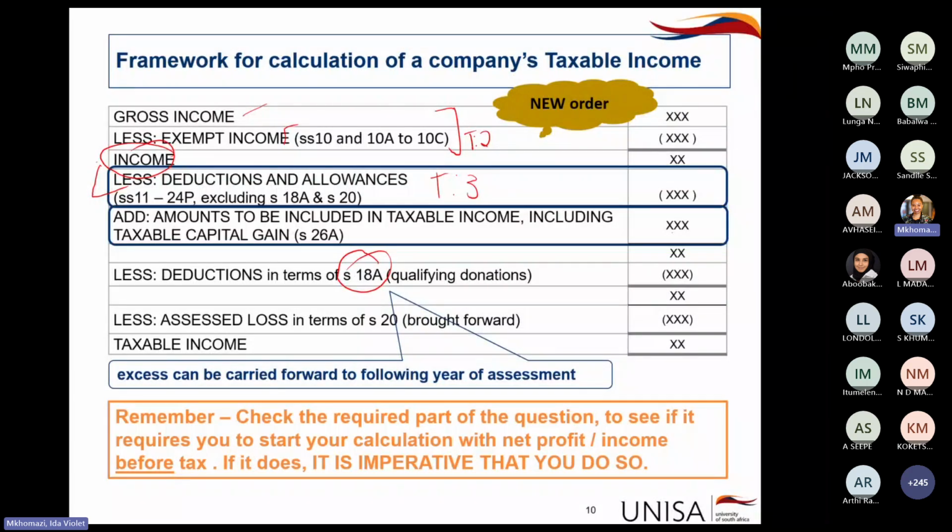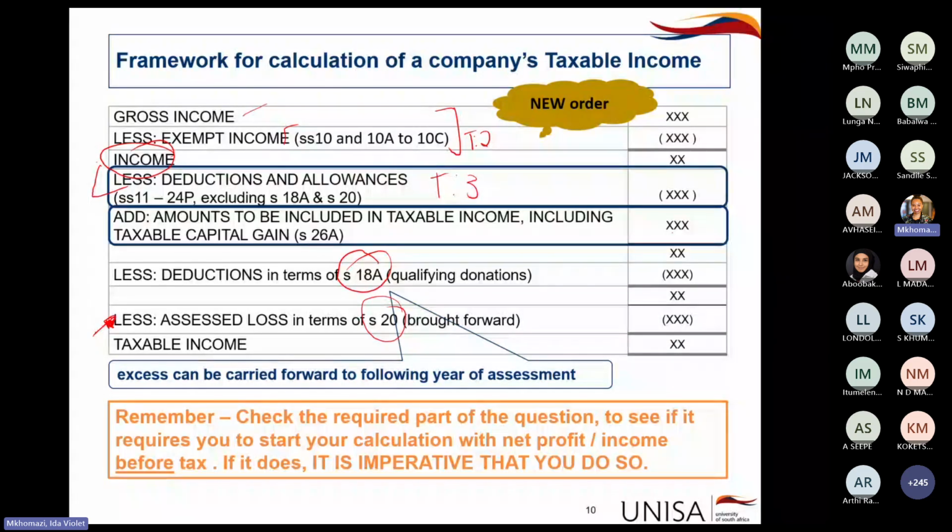Thereafter, this is now where the order has changed from last year and you need to pay careful attention. Previously, if you remember, after you have your income and you reduce it by your deductions and allowances, right after that, you would bring in your balance of assessed loss in terms of section 20. But if you look now in the new order, this is the very, very last deduction in the framework.